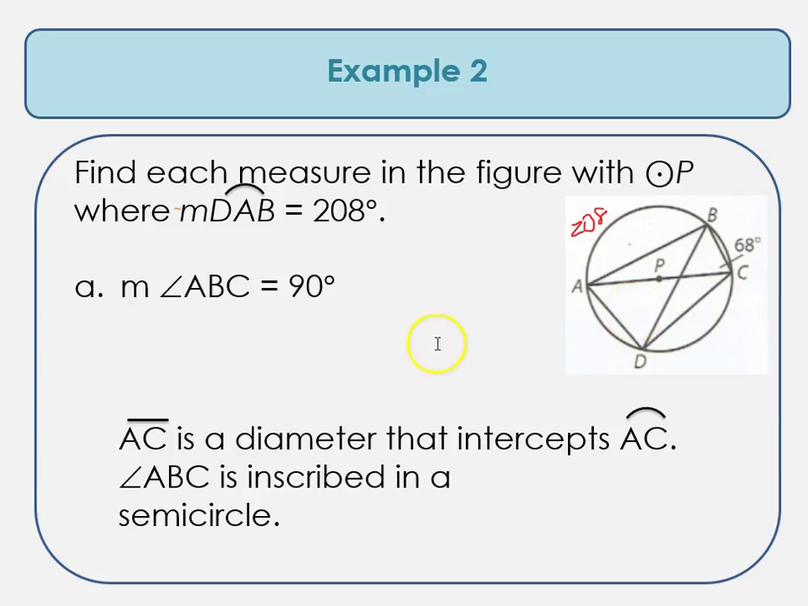Example 2. Find each measure in the figure with circle P where arc DAB equals 208 degrees. We're to find the measure of angle ABC. Well, angle ABC intercepts the diameter, so it'll be 1/2 of 180, so that will be 90 degrees.